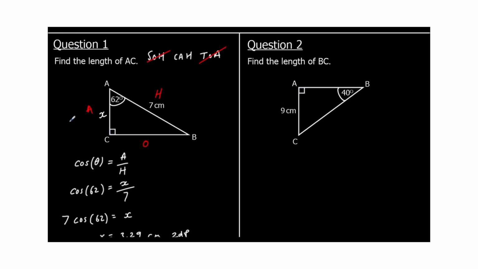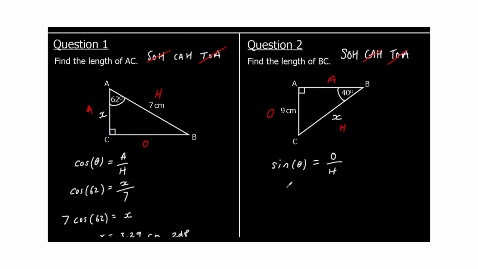And question 2, find the length BC. So we're finding the hypotenuse. So that's H. Opposite the angle is O, and in between the angle and right angle is A. So is it SO, CA, or TOA? We want O and H. O is 9, we know that. X is what we're working out. We're not using A, so we're using SO, which says sine with the angle is O divided by H.